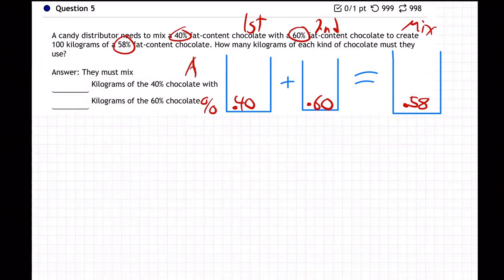Okay, and in the top goes the amounts. And so what are the amounts? Well, I know there's 100 kilograms of the mix. That's what it says here. We want to create 100 kilograms of the 58% stuff. So I'll just call the other two amounts X and Y.